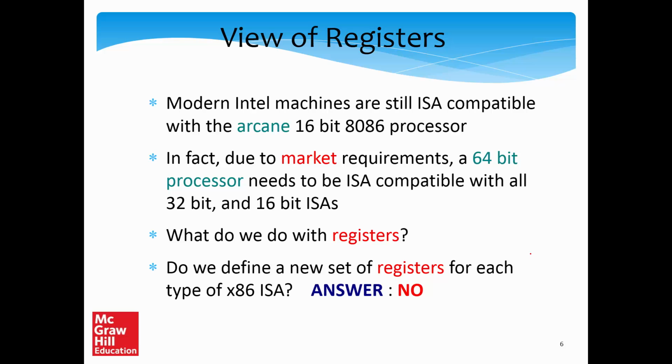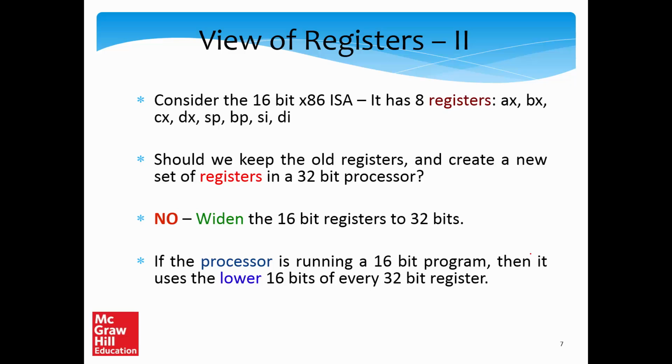So the question is, what do we do with our set of registers? Do we have a separate set of 16-bit registers, a separate set of 32-bit, and a separate set of 64-bit registers? Is this a good idea? It's probably not a good idea because we don't have that much space inside the processor, and because of performance constraints, it's not what we should be doing. So we should definitely not define a new set of registers for each kind of ISA, that's a bad idea, so we have to look for a better idea.